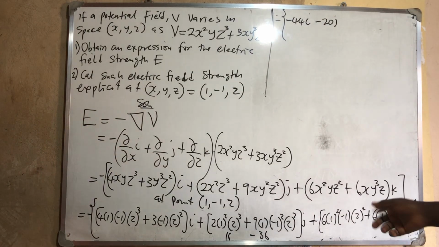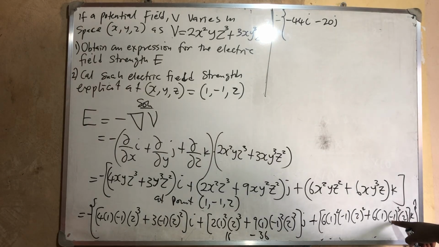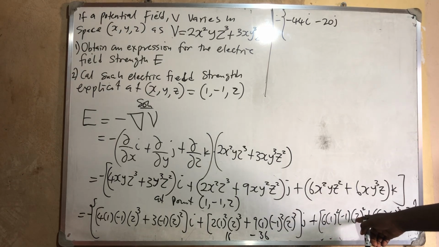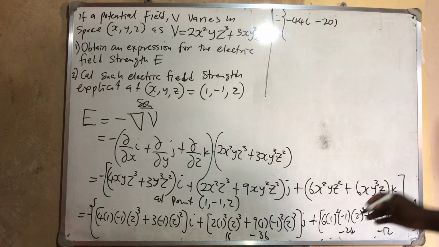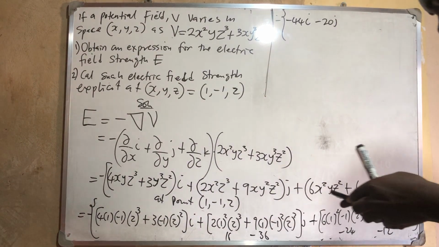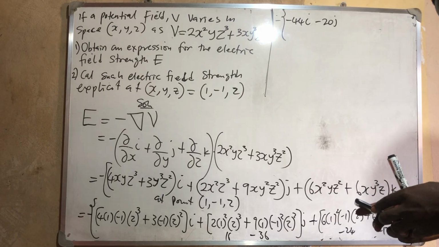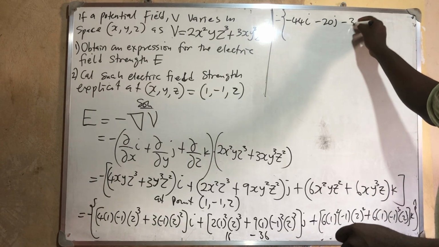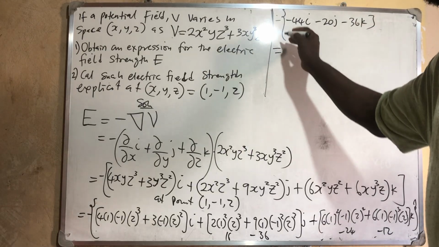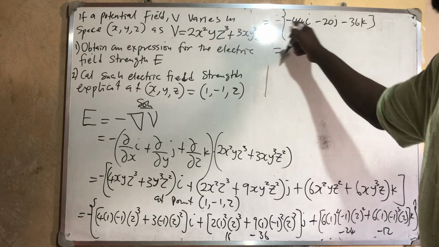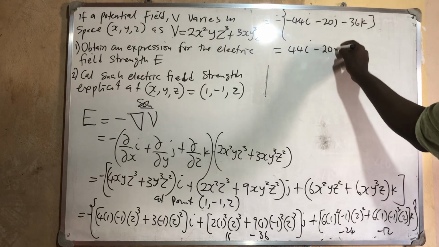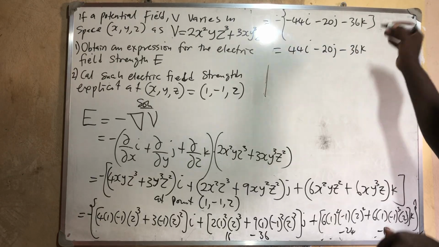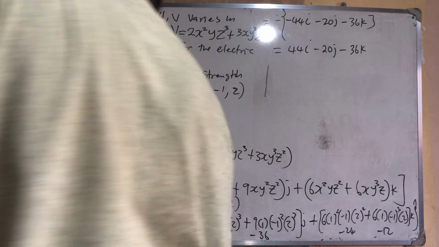Okay, so let's do the same thing here. For this side, I have minus 1 times 12. Here is minus 12. Here is 4 times 6 is 24. 24 times minus 1 is minus 24. So minus 24 minus 12 will give you minus 36. Minus 36k. So if you now multiply by the minus outside, I will now have minus times 44i, minus 20j, then minus 36k. So that is my electric field strength.